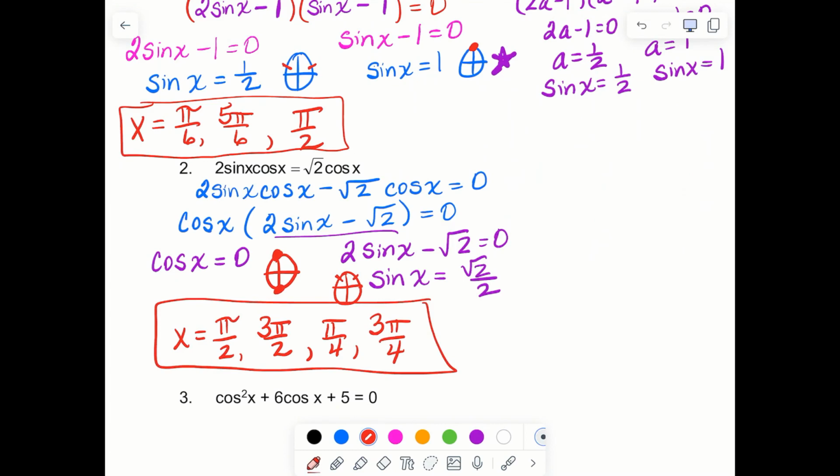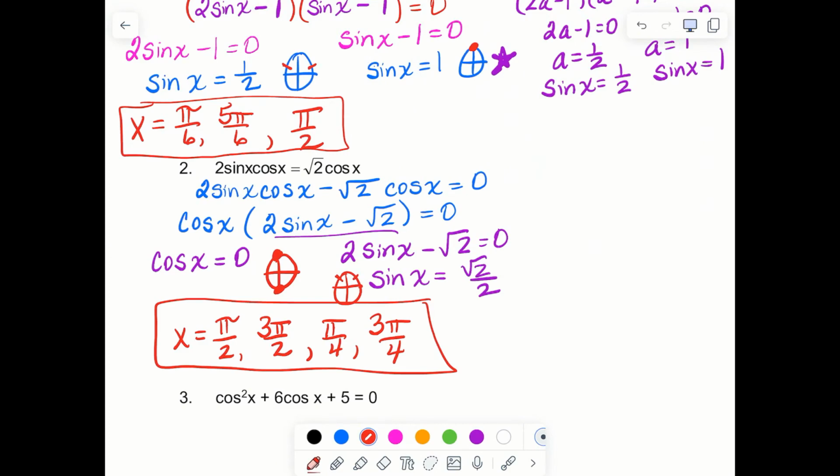So notice that in question 1, I had 3 answers. Question 2, I had 4 answers. And we'll see something even different in question 3. There's no way to look at a question from the beginning and go, oh, I'm going to have 3 answers on this question. You really don't know that until you go to solve.